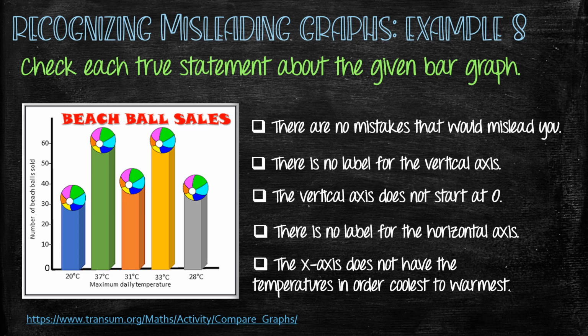It does, and it does jump consistently. No label for the horizontal axis. Well, it has that too. X-axis does not have the temperatures in order. Ooh, at a closer look, that is true. So there are some mistakes. These bars are in the wrong order, so we get the wrong trend. It's probably not up and down if we put those temperatures in order from lowest to highest.